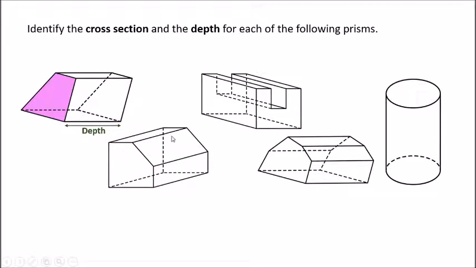Okay, next shape along. Can you think what the cross-section would look like for this shape? Okay, so here is my cross-section. So it's a five-sided shape, so it's a pentagon. And then my depth is just any one of those lengths facing perfectly perpendicular from that cross-section.